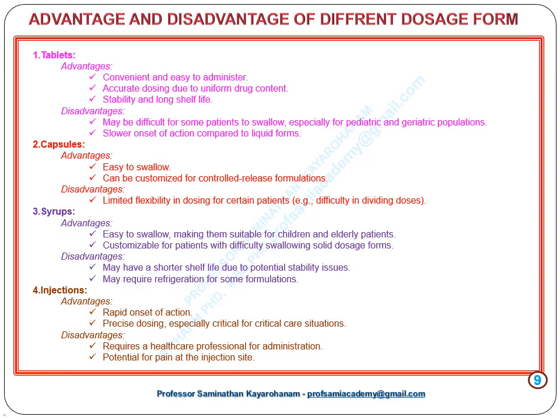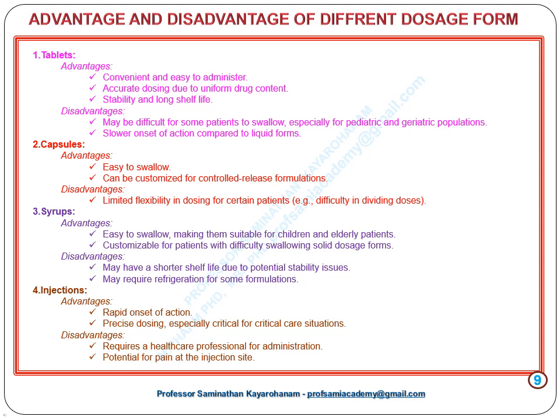Advantage and disadvantage of different dosage form. 1. Tablets. Advantages: convenient and easy to administer. Accurate dosing due to uniform drug content. Stability and long shelf life. Disadvantages: may be difficult for some patients to swallow, especially for pediatric and geriatric populations. Slower onset of action compared to liquid forms.